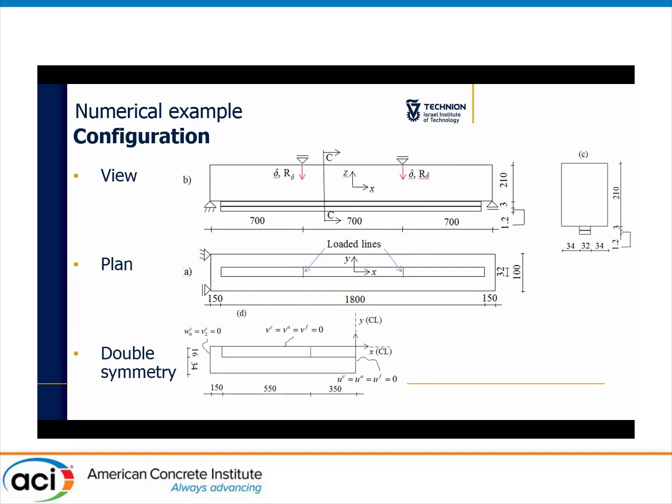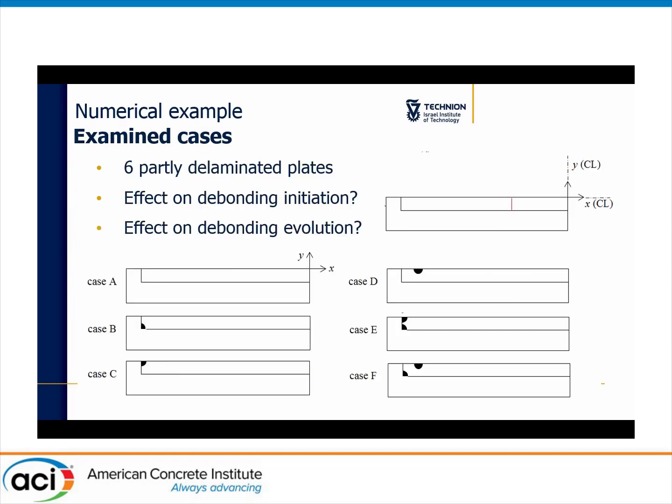This is a plan of the strengthened plate. This is a cross-section which is not clearly seen, but I think you can understand it from the view and the plan. Using double symmetry conditions, we only modeled the lower left quadrant. And we examined 6 cases, an undelaminated case and cases B to F, which have different initial delaminations.